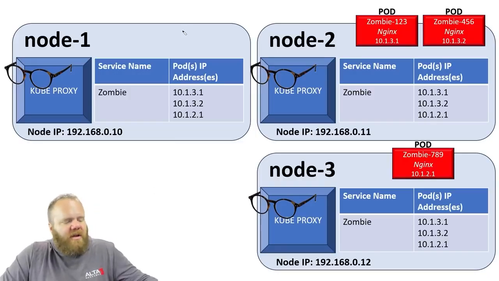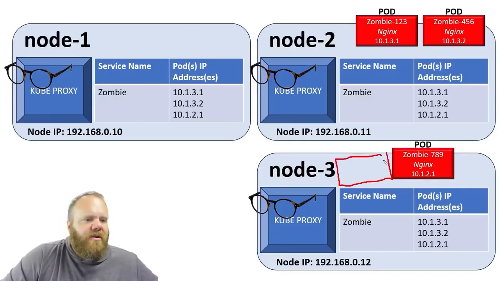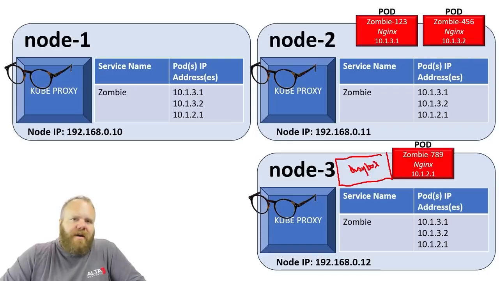Well, before I move on to the next point, let's do a little exercise here real quick. Suppose that I have a pod down here in node 3. This is using a BusyBox image. And let's say that it needs to talk to one of the zombie pods. And it says, oh, great and mighty kube-proxy, please pick a pod for me. kube-proxy goes and looks at all these IP addresses. Is it a guarantee that kube-proxy is going to choose 10.1.2.1?